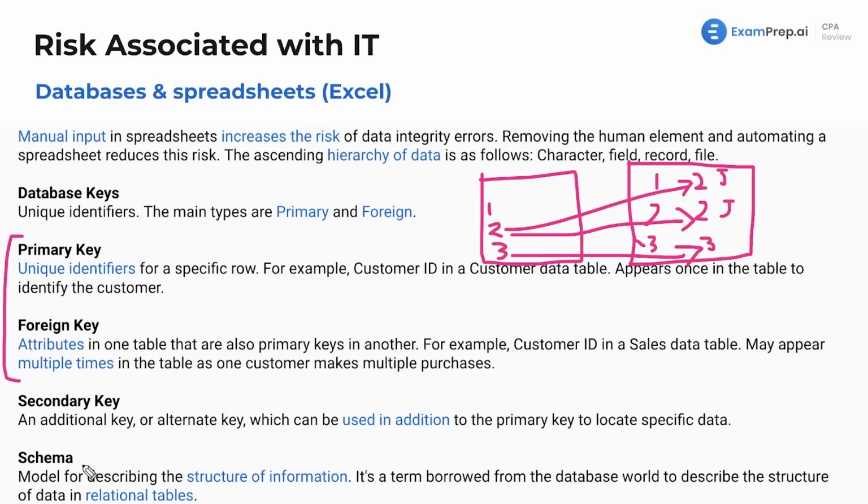And lastly, schema. This is a model for describing the structure of information. It's a term borrowed from the database world to describe the structure of data in relational tables. So with our schema, it's really just how we structure our information. It's also like you could say how you sort it. We can make a pivot table sorted by the amount of transactions the customer has made, or based on their location, based on the dollar amount of purchase that they made. So it's just the structure, how you would organize that data.